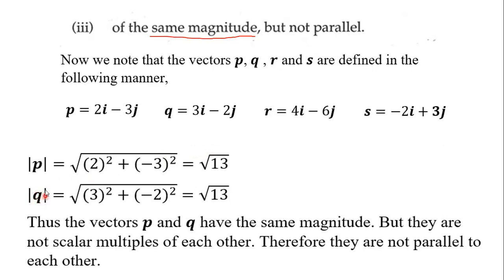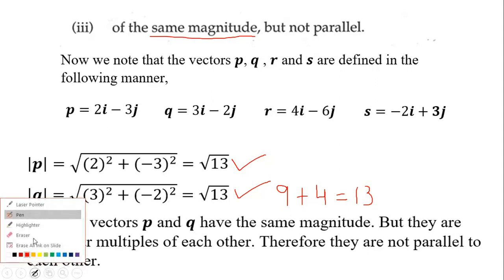Now, what is the magnitude of Q? In order to find the magnitude of Q, we must take 3 and square it, and we must take negative 2 and square it. What is 3 squared? Well, 3 squared is 9. And negative 2 squared is indeed 4. And so we must add these. 9 plus 4 is again 13. So the magnitude of Q is equal to the square root of 13. So the magnitude of P and the magnitude of Q are identical. They have the same magnitude.